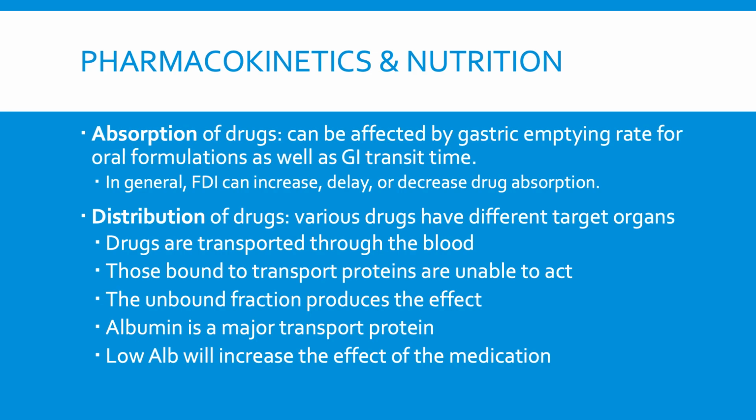So going back to this idea of pharmacokinetics and how it is important when we think about food-drug interactions, remember pharmacokinetics talks about absorption and distribution of drugs. So we know that the absorption of drugs can really be affected in some cases by the gastric emptying rate, so how quickly things are leaving the stomach, and GI transit time. So oftentimes you'll see medication instructions that the medication should be eaten on or consumed on an empty stomach or with food, and those are very important directions to pay attention to.